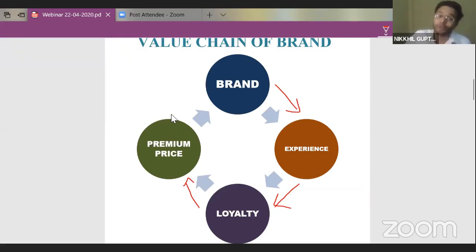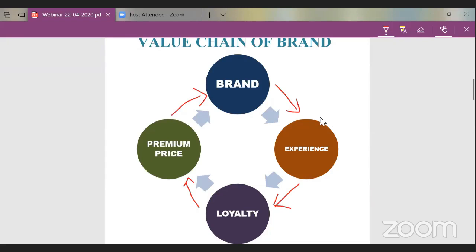And that premium price is nothing but the brand. So from a valuer's perspective, guys, a valuer is only bothered about money. I am only bothered about money. Is your brand fetching you additional money? The question is, is your brand fetching you a premium price?